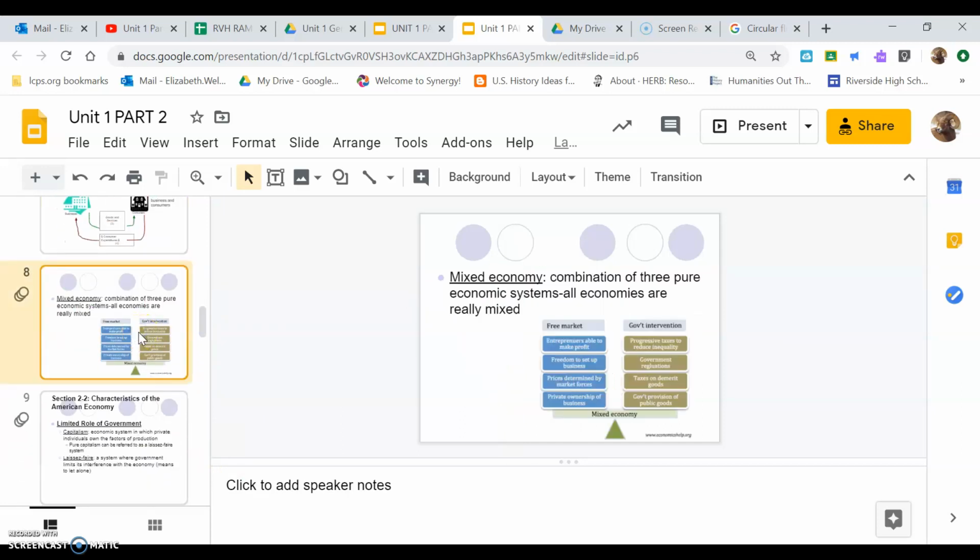Mixed economy. So we are closest to a mixed economy, but don't tell any politicians that. They get all angry. I'll give you the official term in just a bit. But a mixed economy is a combination of all three, mostly a command economy and market economy, though you have aspects of traditional. And this chart here tells you a lot more.